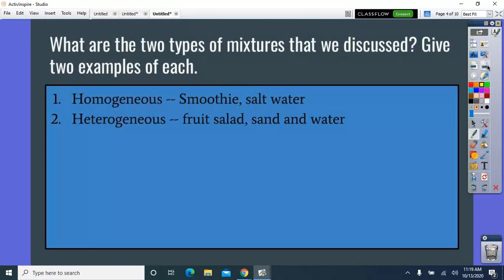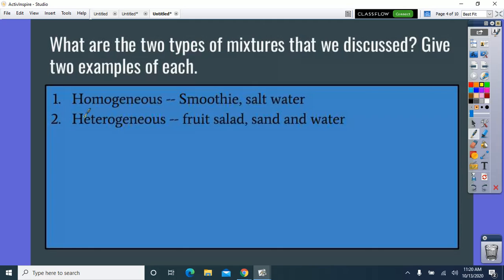The two types of mixtures that we discussed were homogeneous and heterogeneous. All right, two examples of homogeneous. So this is where it's uniform throughout. So that's a smoothie, right? You can't tell where the strawberry is versus the blueberry. They're all uniform throughout. And then salt water. Anytime you see salt water, the salt is evenly distributed throughout the water.